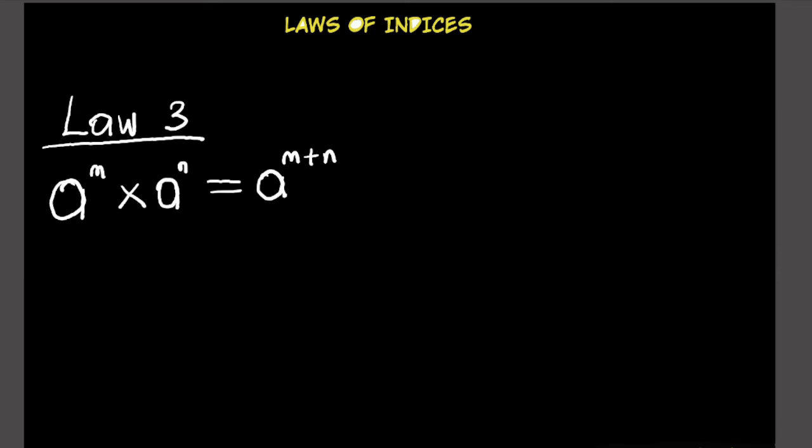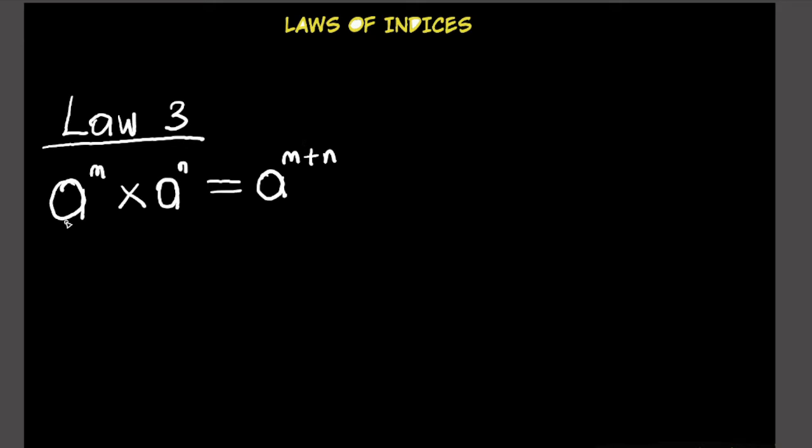Now we're at the third law. And the third law is the law of multiplication of indices. Now, when we have 2 terms written in index form and they have the same base, we keep the base and we add the powers. In this instance, a raised to the m power is being multiplied by a raised to the n power. We keep the base, which is a, since they have the same base, and we add the indices.